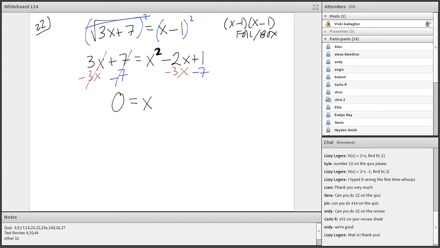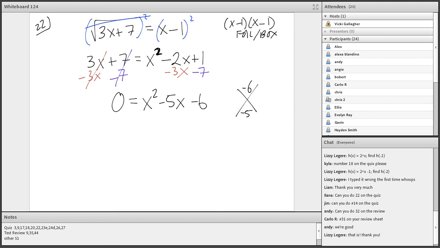So anytime there's an x squared in an equation, you want it to equal 0 so that you can solve by factoring. So here I have a trinomial. We're going to solve this using Xbox. So I need two numbers that multiply to make -6 and add to make -5.